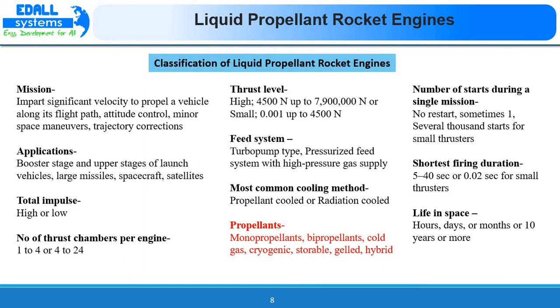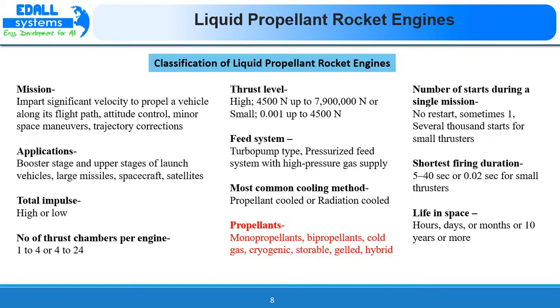Then we have the number of starts during a single mission. So based on how many starts are available, we can also classify liquid rocket propellant engines. That is, there is either no start, or sometimes one start, or several thousand starts for small thrusters. Then it may be classified based on shortest firing duration, that is, it may be fired for around 5 to 40 seconds, or even 0.02 seconds for small thrusters. And the last factor is how long it is going to stay in space. So it may be hours, days or months, or 10 years or more.